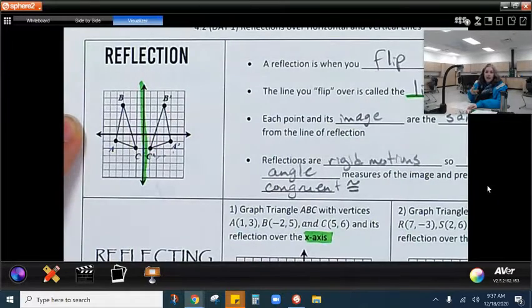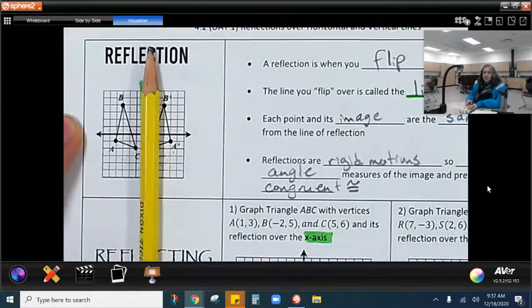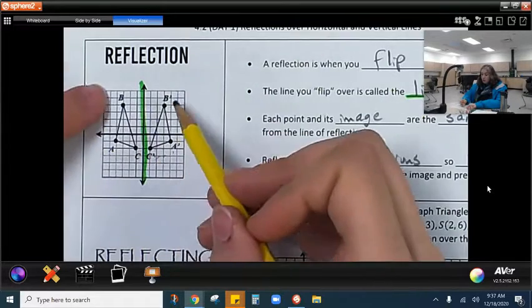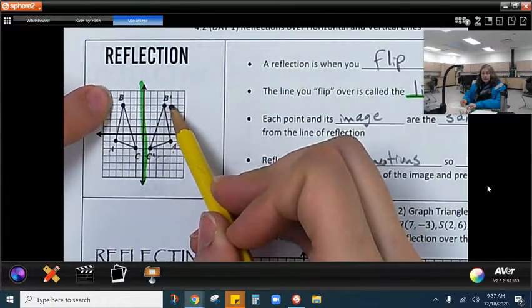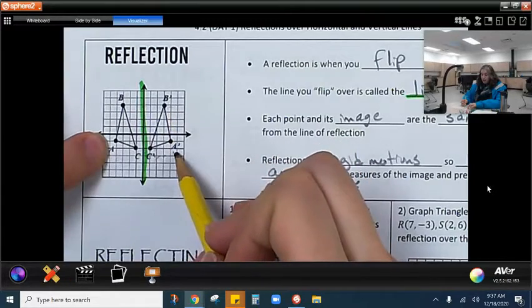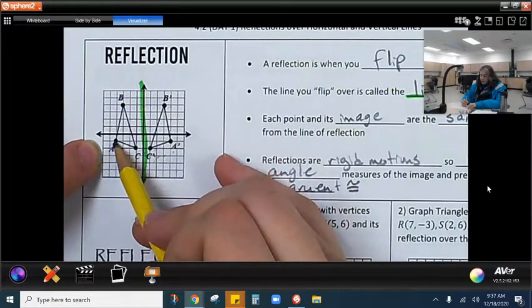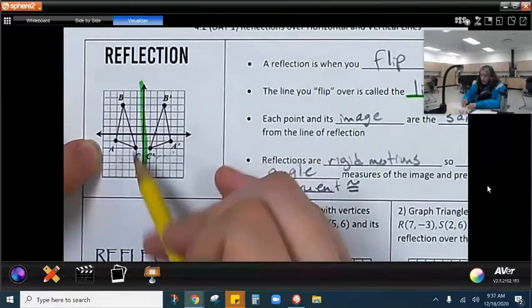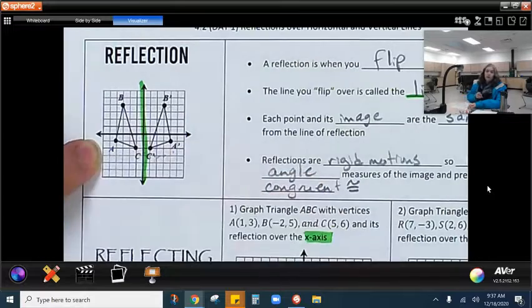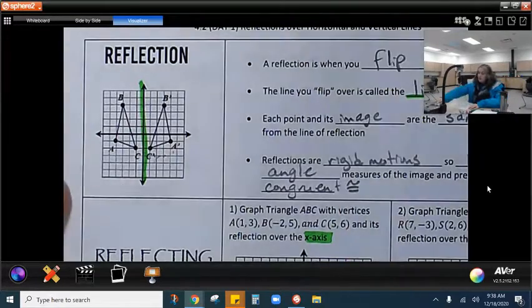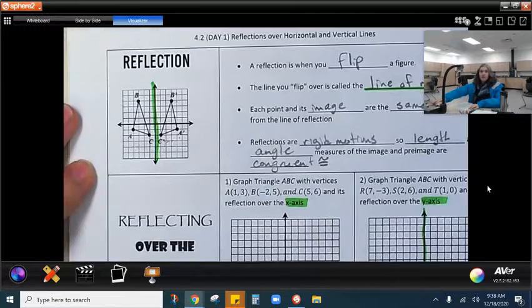All right. So another way of saying that is that this line of reflection is perfectly in the middle of triangle ABC and triangle A prime, B prime, C prime with respect to corresponding points, right? B and B prime correspond, A and A prime correspond, C and C prime correspond. So this is perfectly in the middle. And we can see here A is 4 blocks away from our line of reflection. A prime is also 4 blocks away. So really what we did was we just went like that, right? We flipped it over the line.